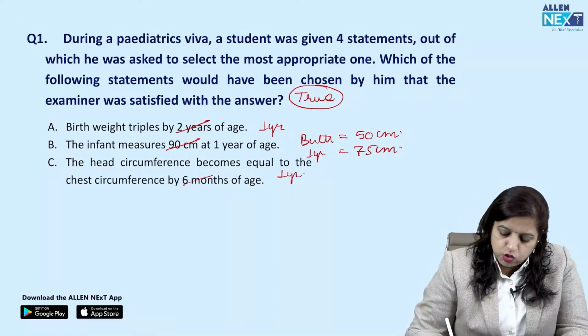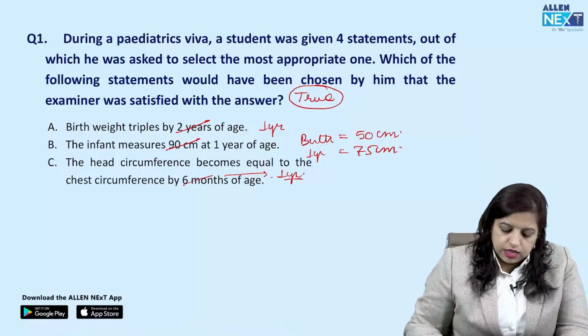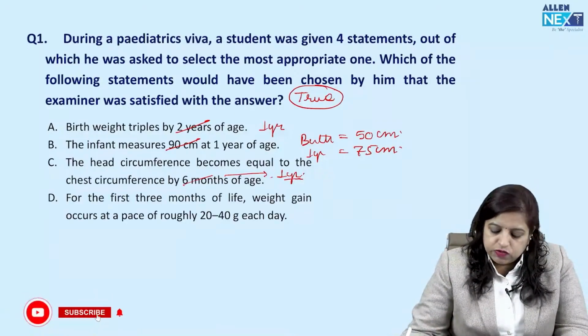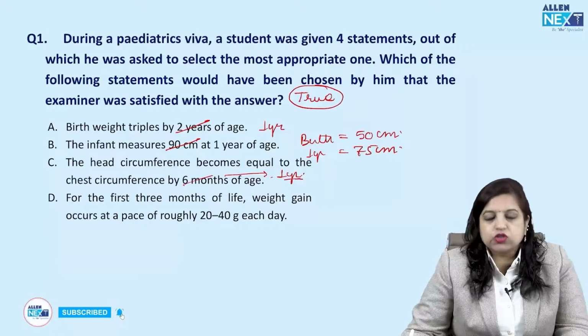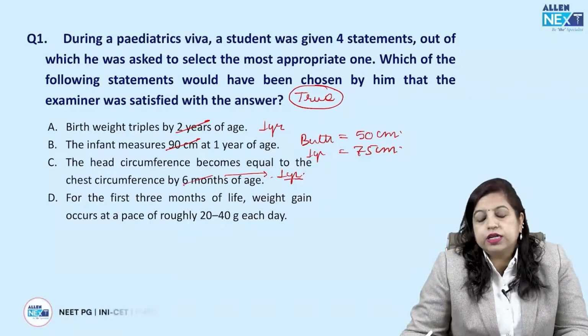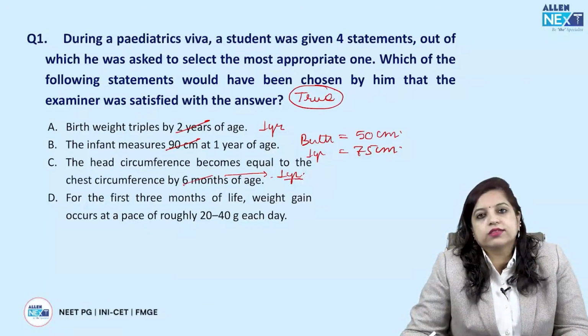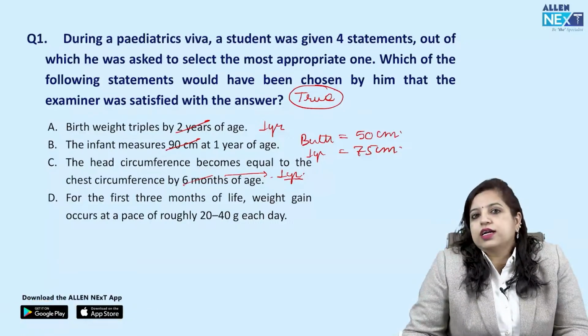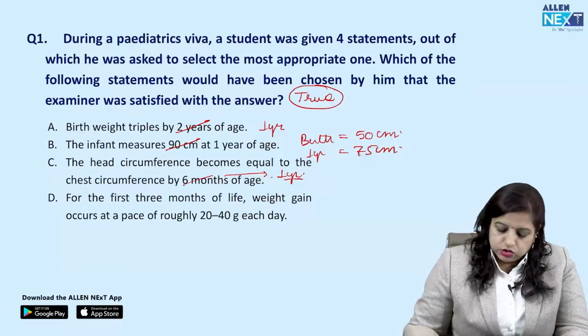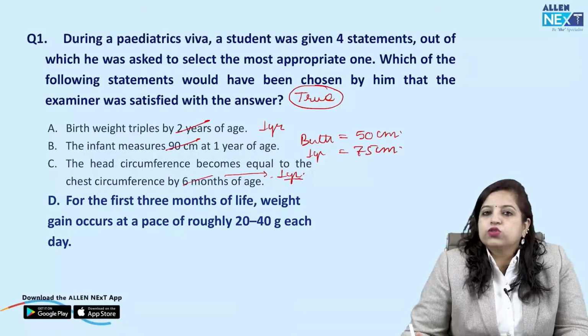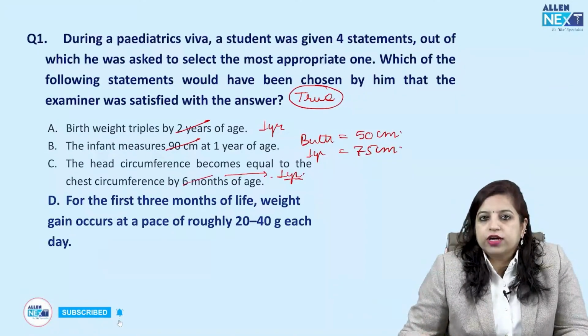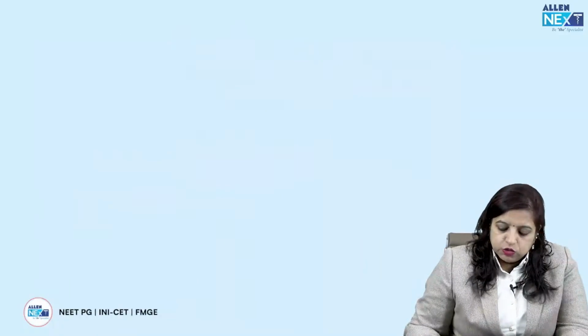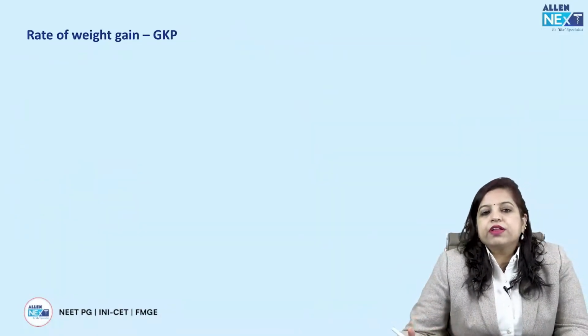We are going to revise all this in a short while. And then finally, for the first 3 months of life, weight gain occurs at a pace of roughly 20 to 40 grams per day. Yes, this is a totally correct statement, and that is what will satisfy the examiner, right? So this is the correct statement, and this is going to be our answer because they asked what is true in this child, right? Okay, now let us move to the next, a rapid recap of growth.